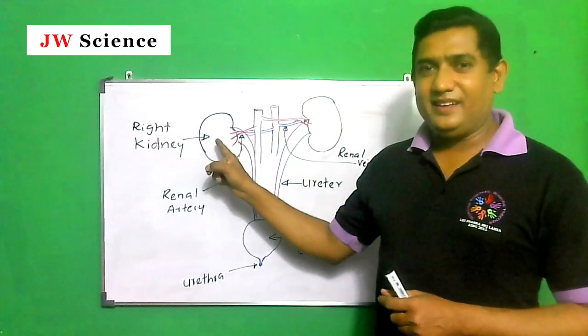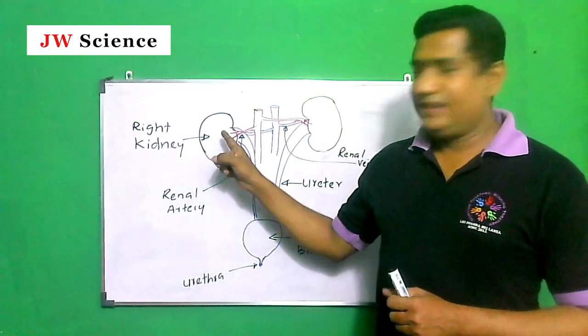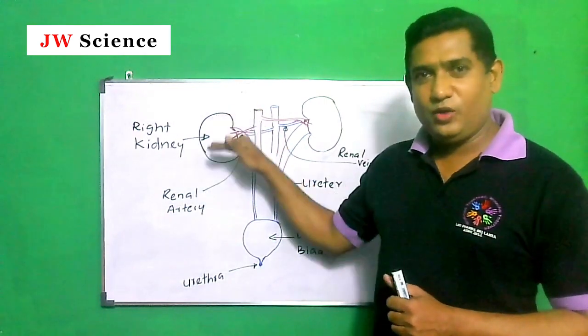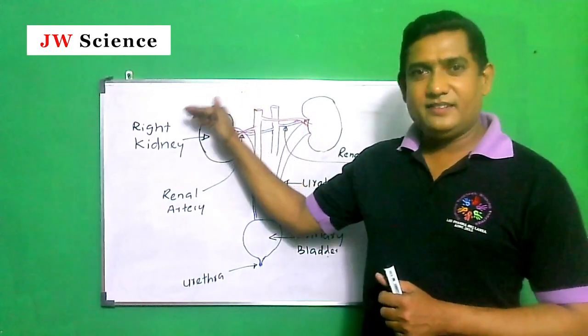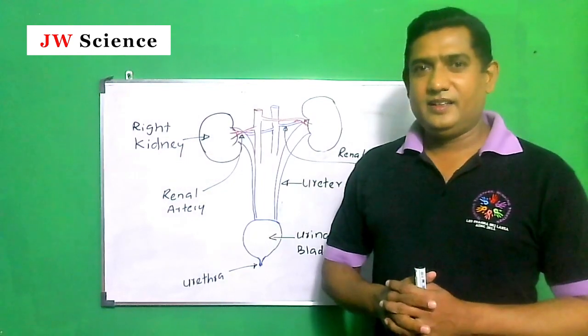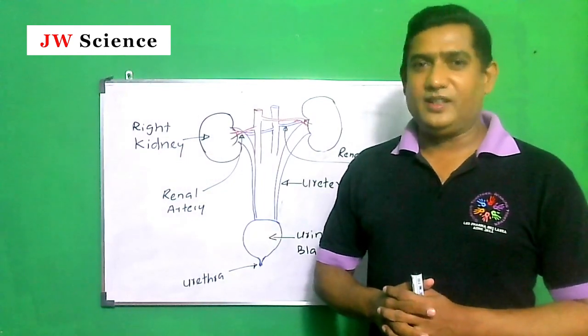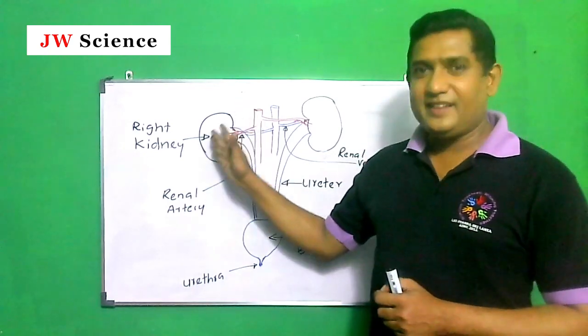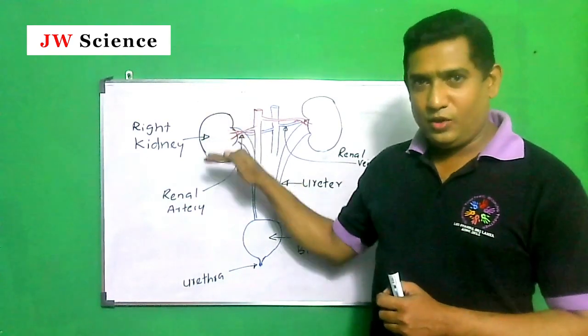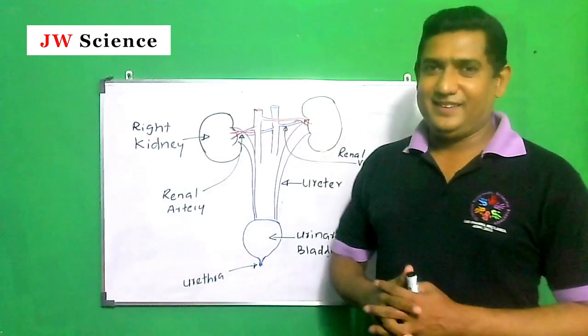The right kidney is located somewhat lower than the left one, because on the right side of our abdominal cavity, our second largest organ is located, that is the liver. Therefore, our right kidney is located somewhat lower than the left kidney.